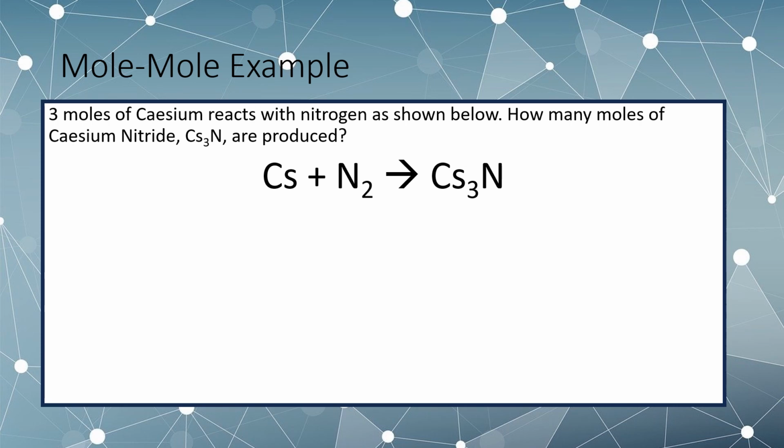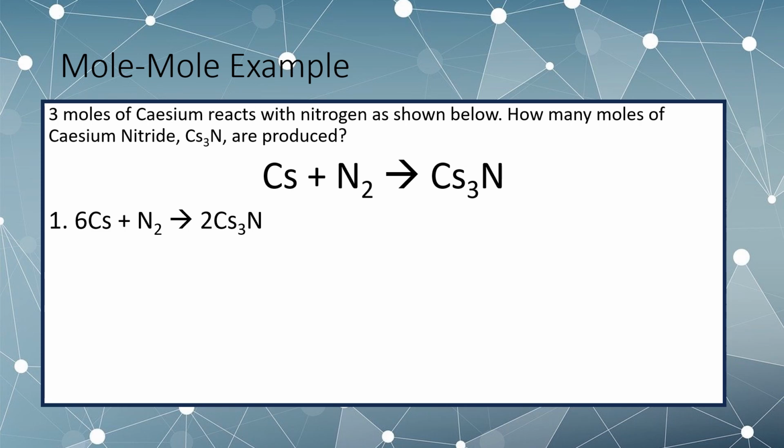So, our first step, using our steps, is to balance the equation. Now, I'm not going to go through the balancing for each one of these equations. However, I'll have a video up soon that goes through balancing equations. So in this case, we then have 6Cs plus N2 gives 2Cs3N. And you can see we have 6 cesium on the left, 6 cesium on the right, 2 nitrogen on the left, and 2 nitrogen on the right. Therefore, we have a balanced equation.